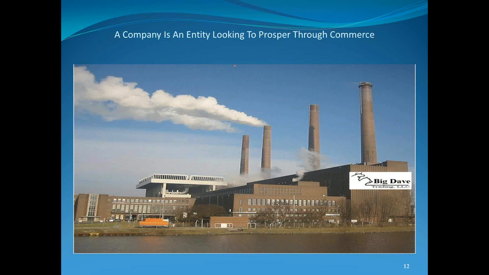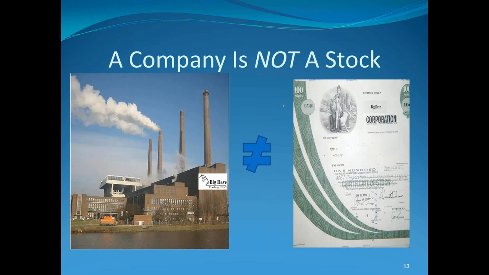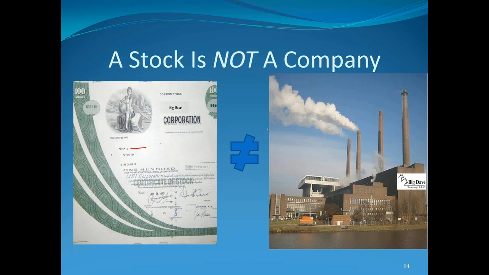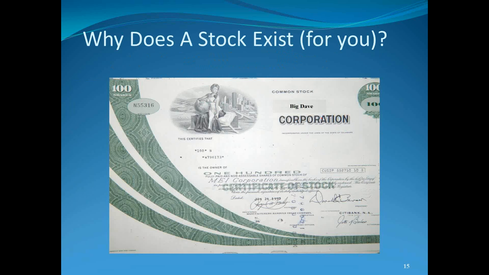So that's a piece of paper representing ownership in a company. Now, a company is an entity looking to prosper through commerce and those other things that I said earlier. Now, here's the clincher. And I know your eyes are rolling or glazing over right now, but you're going to be surprised how many people confuse this concept. A company is not a stock, okay? And a stock is not a company. But people get that confused.